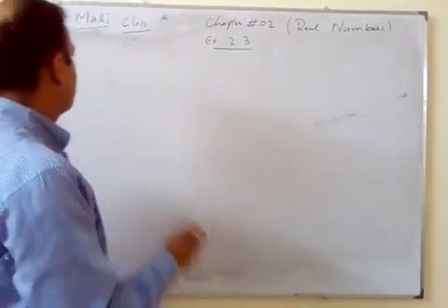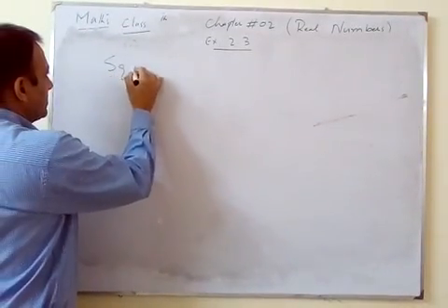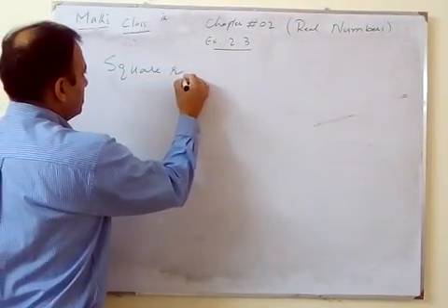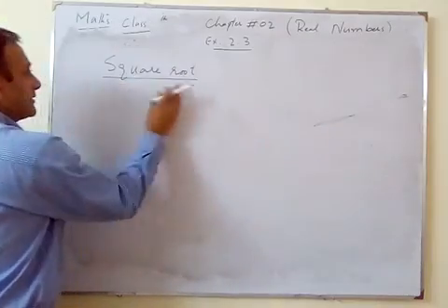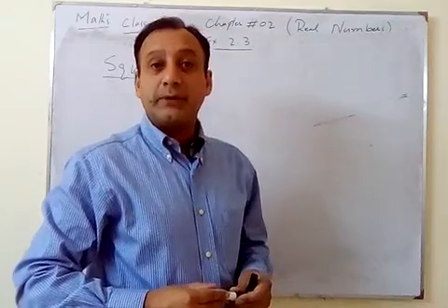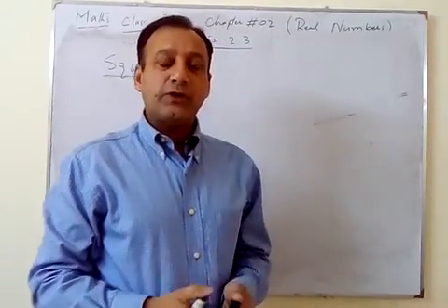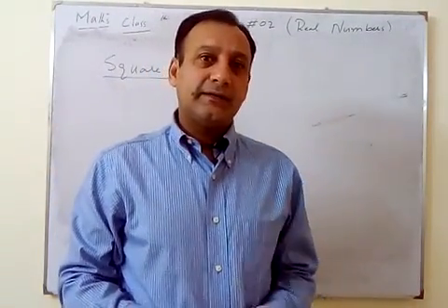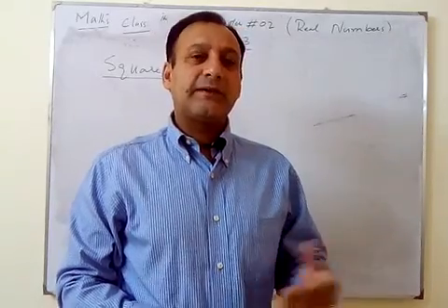Today we are going to start 2.3 exercise. In this exercise the course topic is square root, which you have already studied in 7th class. Square root is the positive number whose square is a given number.